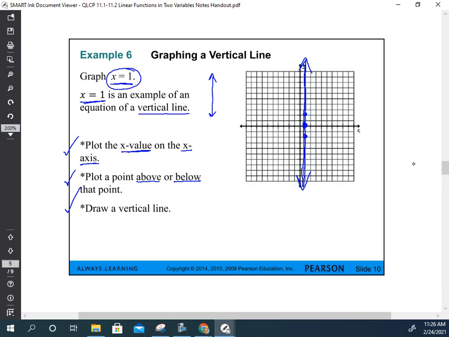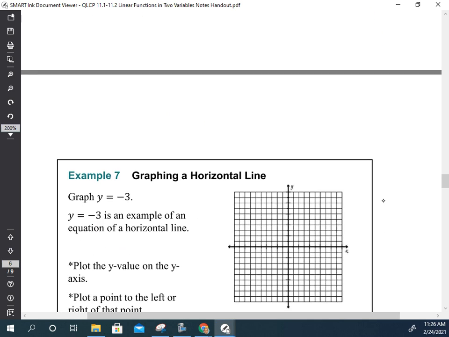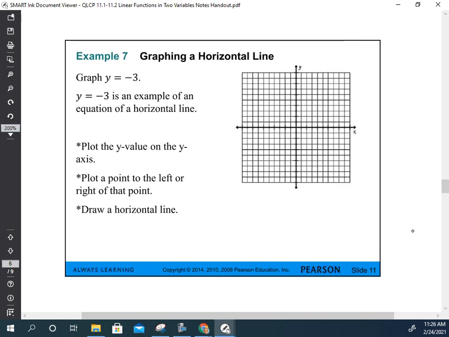We're going to quickly do a horizontal line, and then wrap this up for our time today. Anytime you have y equals a number, that's a horizontal line, a line going left to right. Plot the y value on the y-axis. Go to the y-axis, put a dot on -3.